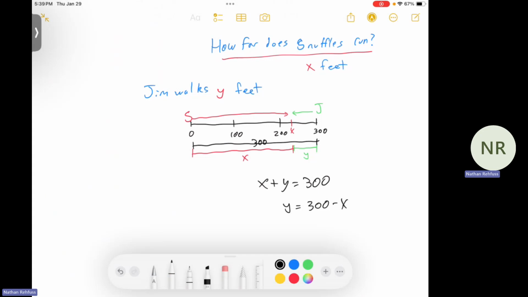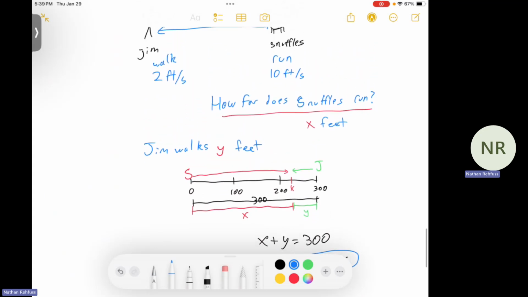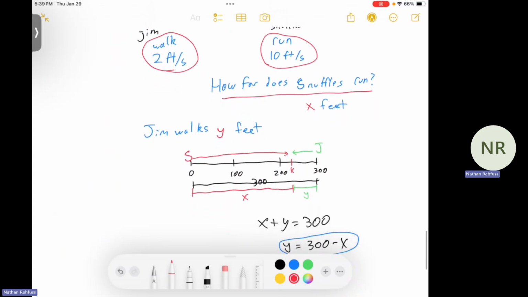So you see, now that I've got the hang of my 6 steps, I've started working out of order. These aren't rules for a story problem, they're guidelines for a story problem. So now I have one equation and 2 variables. Y is 300 minus x. I still don't have enough information to find x. I need to use the rest of the information in the problem. Snuffles' speed and Jim's speed. I haven't used that information yet.